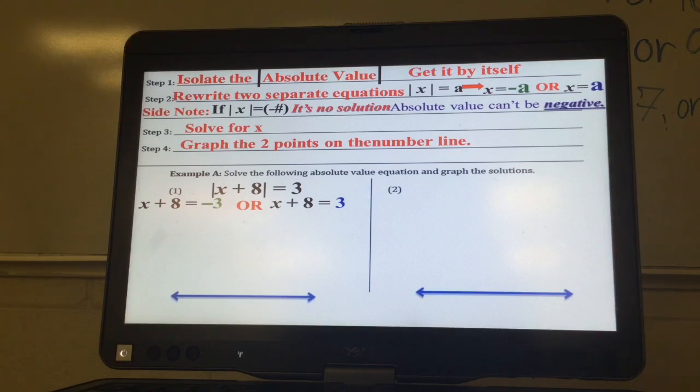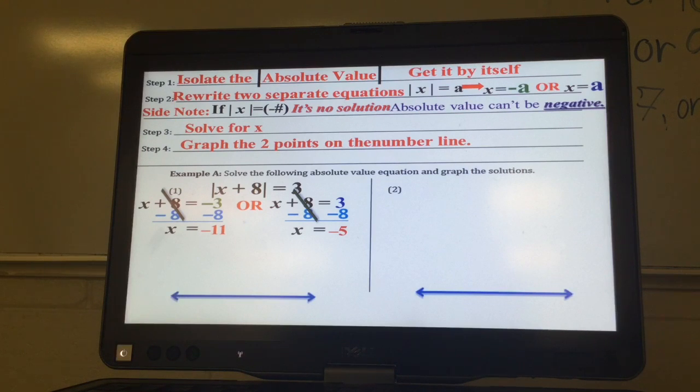This is an OR problem because it can't be both, so you do have to put an OR in between them. Now what we're going to do is solve these, and you're always going to do the same thing for both equations. The thing that's different is what it's equal to. In both of these, you're going to subtract 8 from both sides. For the first one, you get x is equal to -11. For the second one, you get x is equal to -5. So those are the two solutions.